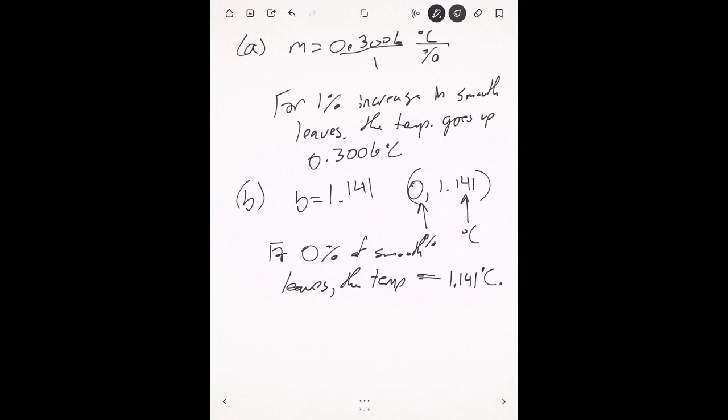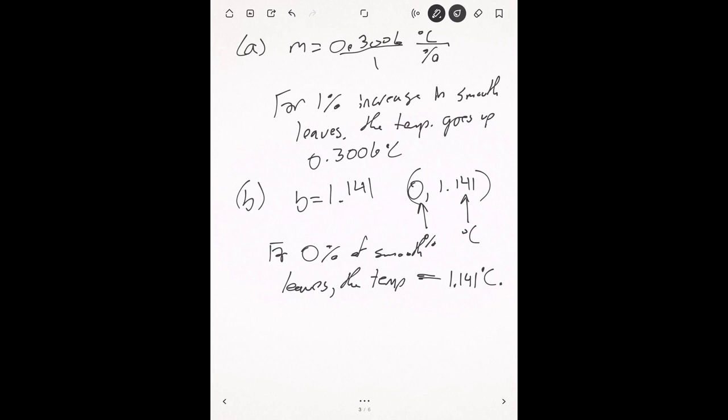And does that make sense? Well, actually, it kind of should make sense because 1.141 degrees Celsius, that's about freezing. Do you expect any leaves, any smooth edge leaves to be left on their trees after, you're about at 1 degree Celsius? Well, no, you're in winter pretty much. So we really shouldn't have any population of smooth leaves.